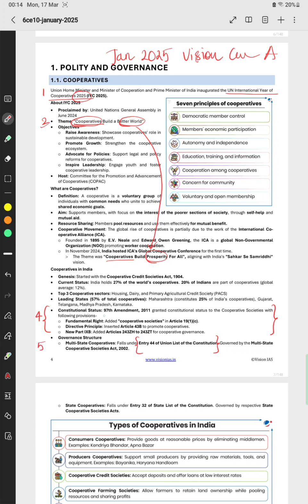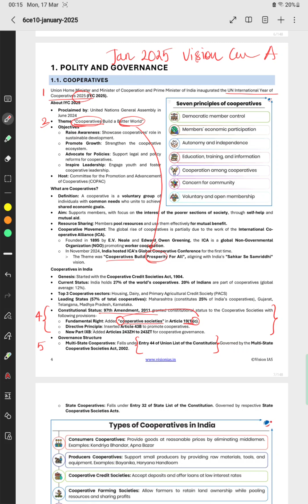So coming to it, it's a prelims fact question. Here the cooperatives are given a constitutional status based on the 97th Amendment. So here the cooperative societies are added in fundamental rights like 19(1)(c). So C and cooperatives, remember like this.